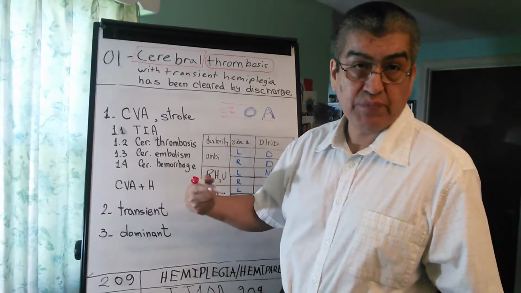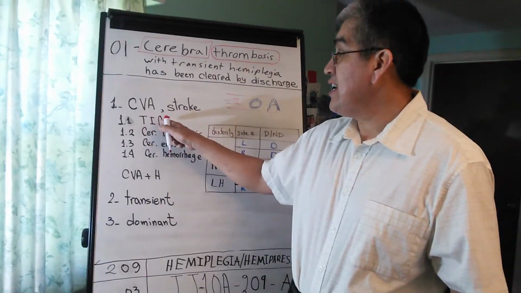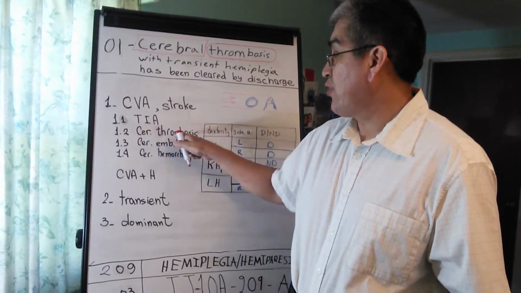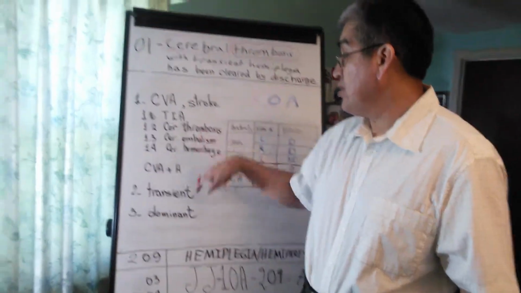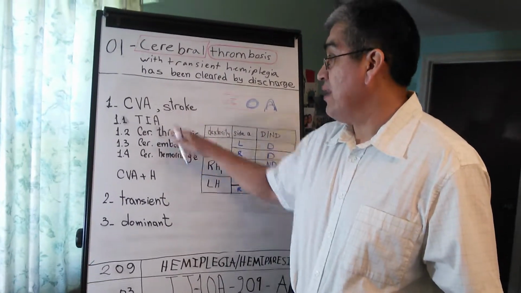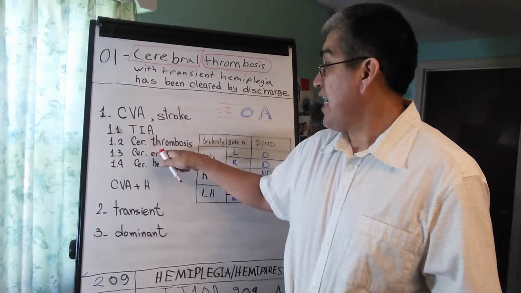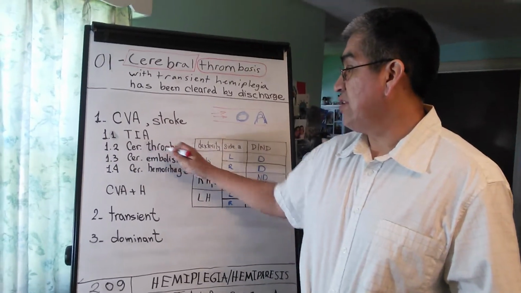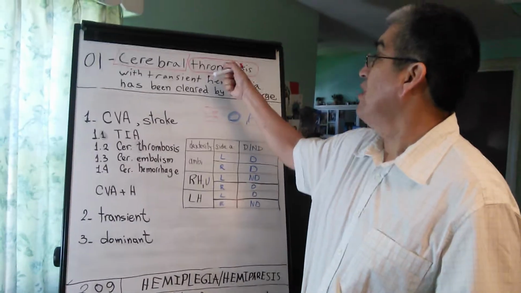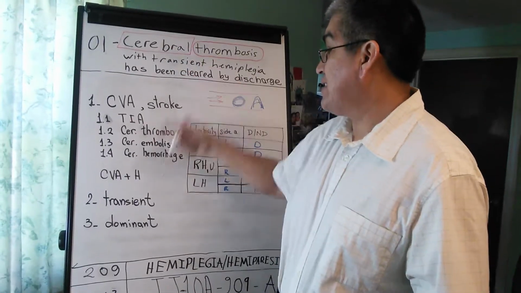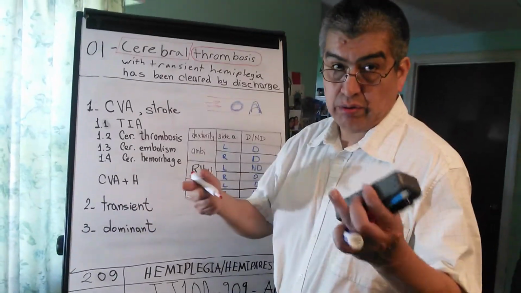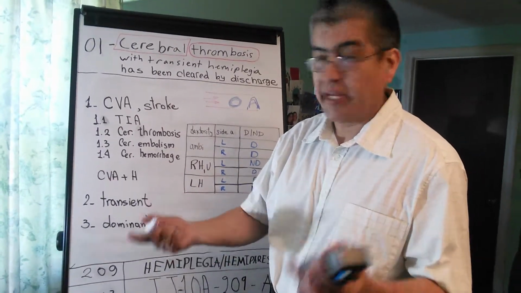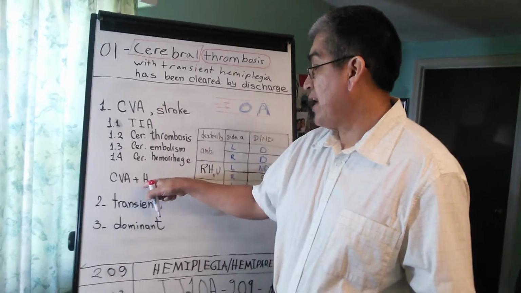And there are 4 types of CVA. There's a TIA, or transient ischemic attack. There is cerebral thrombosis, cerebral embolism, and cerebral hemorrhage, right? These are the 4 types of CVA. And if you look at the second type here, this is cerebral thrombosis, which is what we have. So this is a CVA, and we studied in the theory that acute CVAs are sometimes followed by hemiplegia. So it's CVA plus hemiplegia.